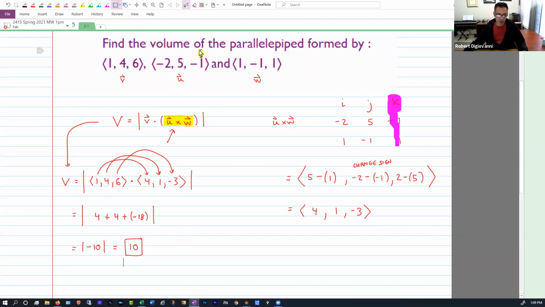So the volume of the parallelepiped formed by those three vectors in three-dimensional space is 10. 10 units, whatever the units are. If it were feet, it would be 10 cubic feet. If it were miles, it would be 10 cubic miles. Here we don't have a unit, so we're just going to leave it as a numerical answer. Any questions?